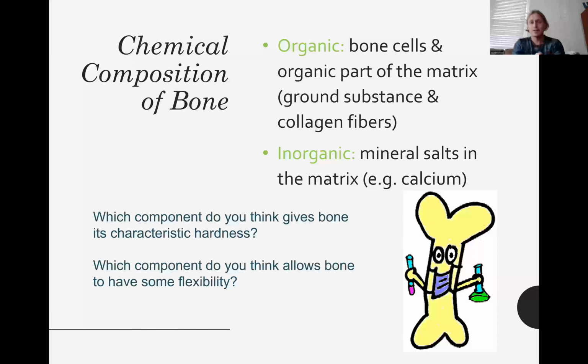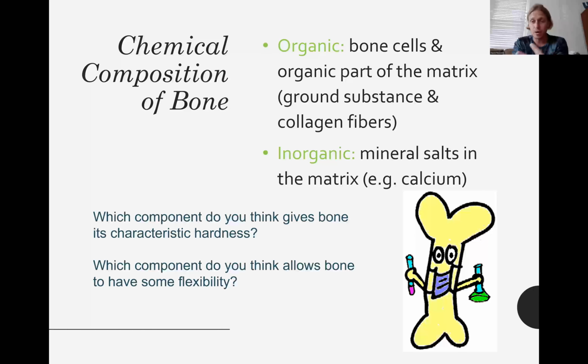All right, next we need to talk about the composition of bones. There's really only two things that contribute to the bone's matrix. There is the organic substances and there's the inorganic. The organic substances is going to be your collagen fibers, your elastic fibers, that ground substance, all the stuff that has carbon in it. That's all going to be considered the organic parts of the matrix. Well, the inorganic is going to be the minerals, mostly calcium. That is not organic, that is inorganic.